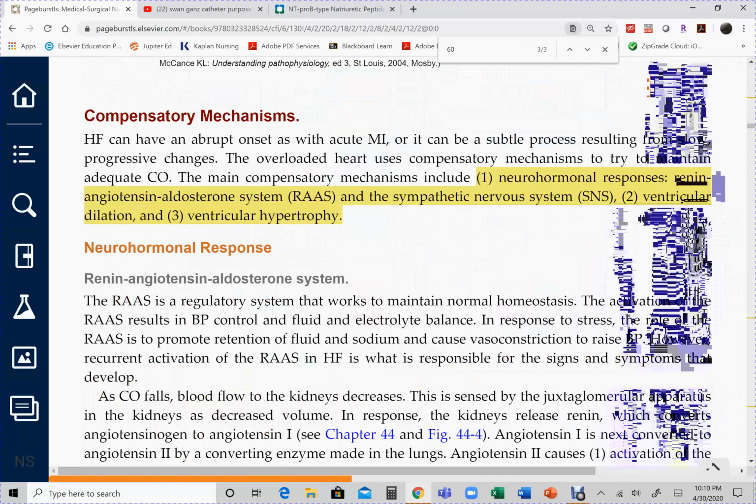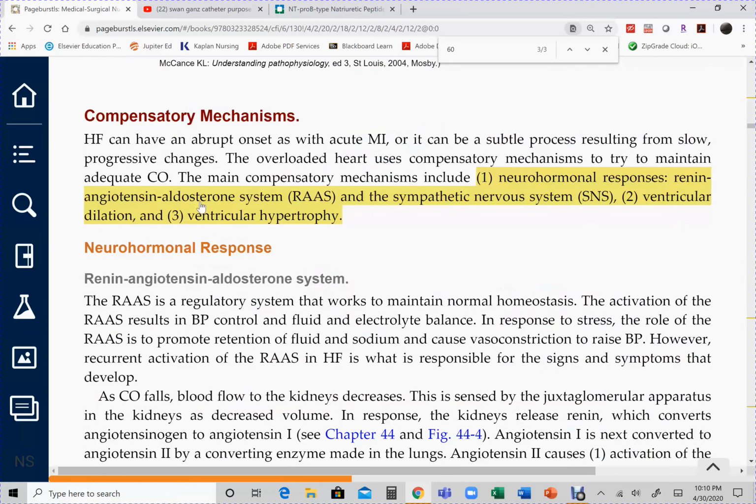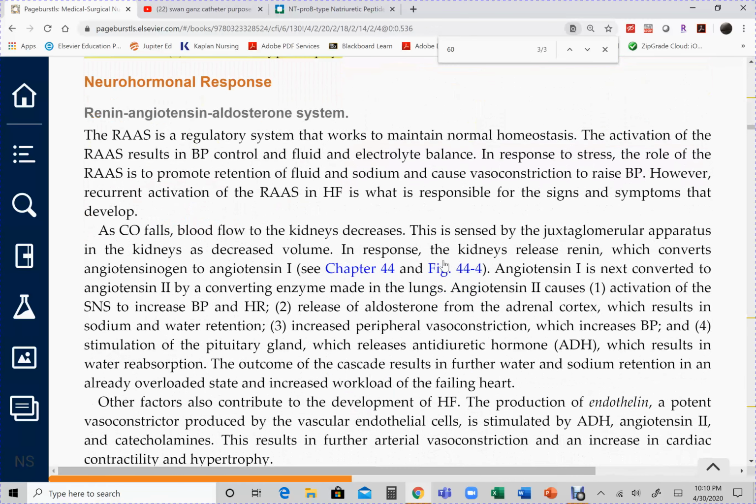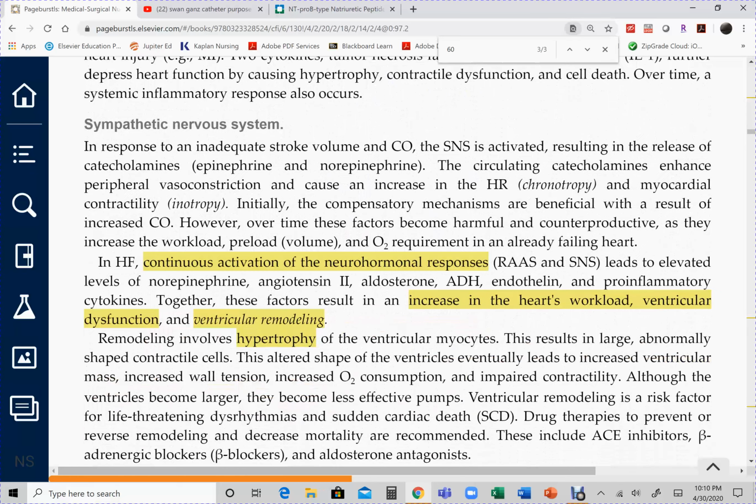So the longer the compensatory mechanisms last, the more it will lead to ventricular dilation and ventricular hypertrophy. I don't want to discuss this again. This is part of your A&P, and we have been discussing these repeatedly in chapter 31 and again just recently.